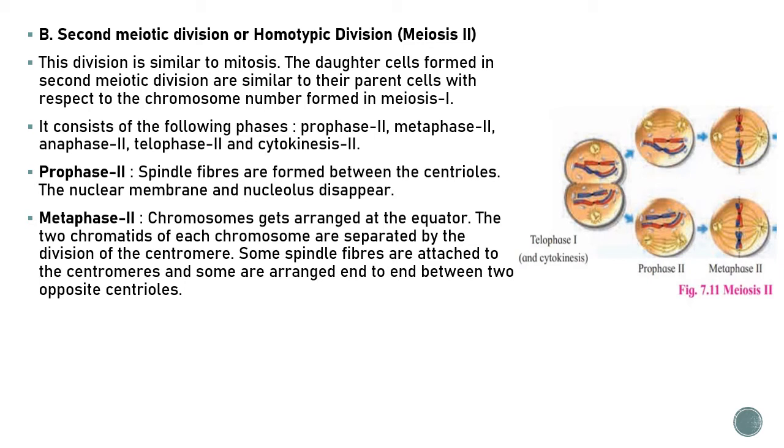It consists of the following phases: Prophase-II, Metaphase-II, Anaphase-II, Telophase-II, and Cytokinesis-II. So the first phase in meiosis II is Prophase-II. The chromosomes are distinct with two chromatids. Each centriole divides into two, resulting in the formation of two centrioles which migrate to opposite poles and form asters. Spindle fibers are formed between the centrioles, and the nuclear membrane and nucleus disappear.